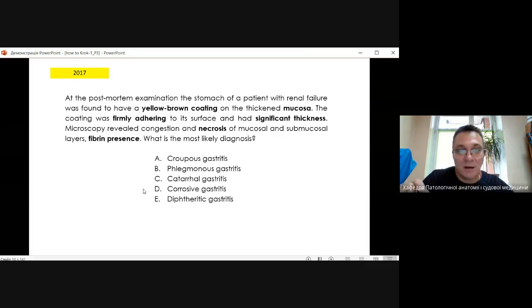The next question, quite simple. At the post-mortem examination, the stomach of a patient with renal failure was found to have a yellow-brown coating on the thickened mucosa. The coating was firmly adhering to its surface and had significant thickness. Microscopy revealed congestion and necrosis of mucosal and submucosal layers. There is a fibrin presence. What is the most likely diagnosis, please? Okay, you propose E. E, that's the diphtheric gastritis, and that's true.